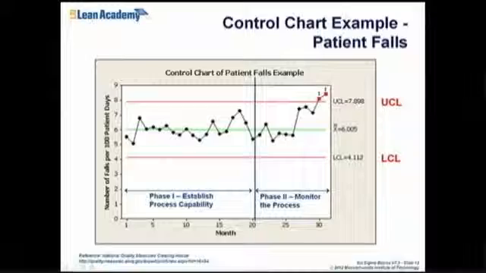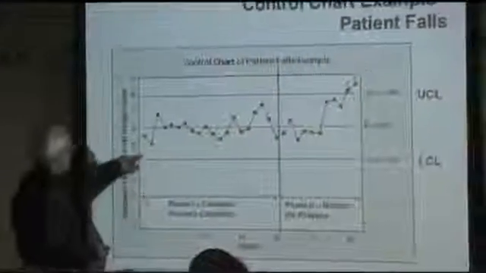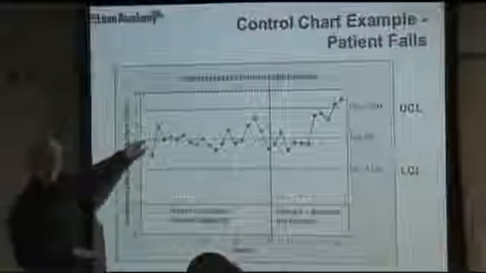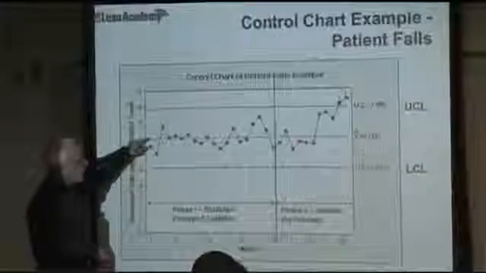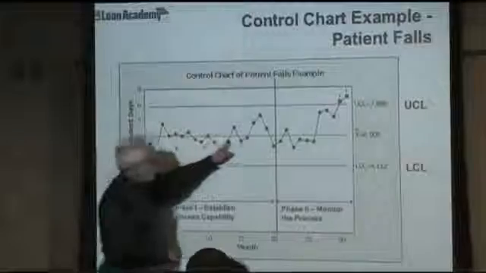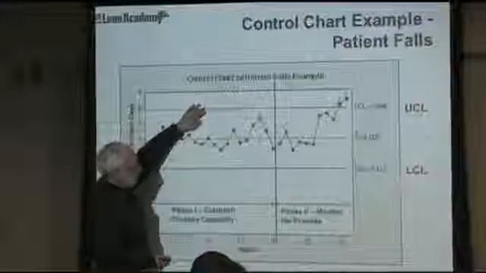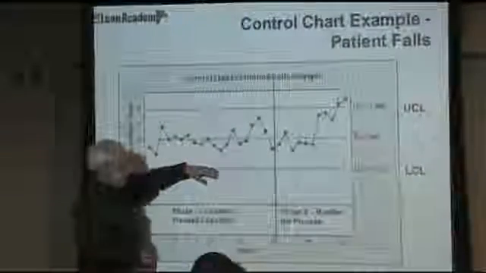Here in this facility, this is by month, and we've got an average of about 6 patient falls a month. They've been charting it, and we have an upper control limit of about 8 and a lower control limit of about 4.